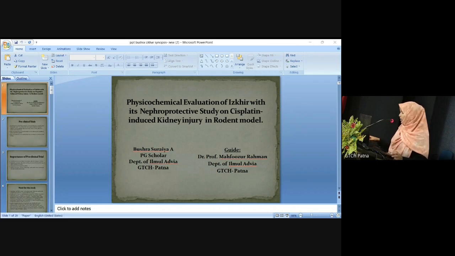Moving on to my synopsis. So what is the need of my study? According to WHO, cancer is the leading cause of death worldwide, accounting for nearly 10 million deaths in 2020. My drug, that is Izkhar, I want to see its nephroprotective effect, whether it is effective in kidney injury or not. So I will induce the kidney injury with cisplatin. Cisplatin, everyone knows, is a very common drug which is used for anti-cancerous activity.